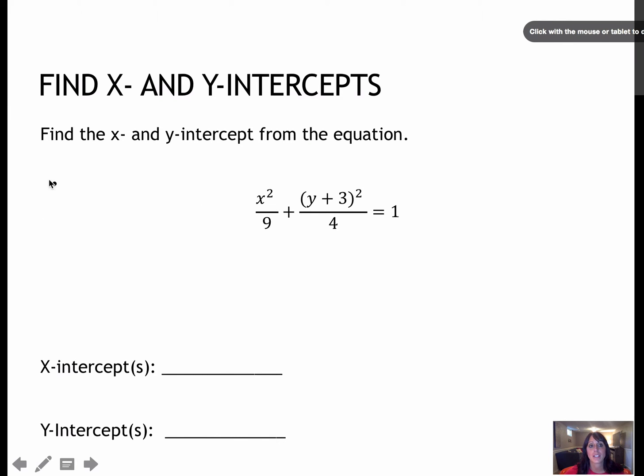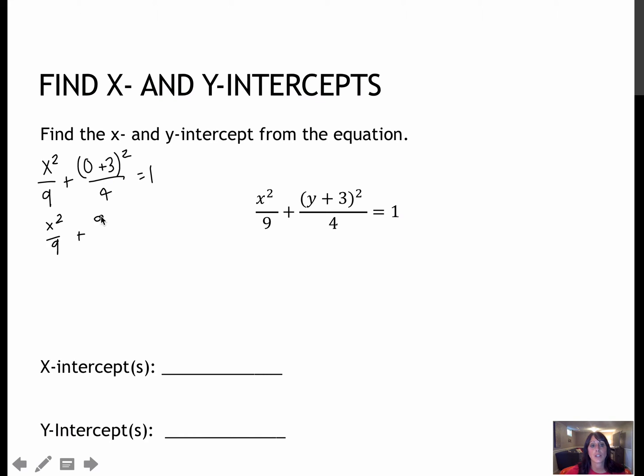This next example is a little bit more complicated, as you can see from the equation, but we're going to go about it the same way. I'm either replacing x or y with 0. I'll choose y this time, which means I'm finding the x-intercept. x squared over 9 will stay x squared over 9. 0 plus 3 is 3, squared is 9, so that's plus 9/4 equals 1.